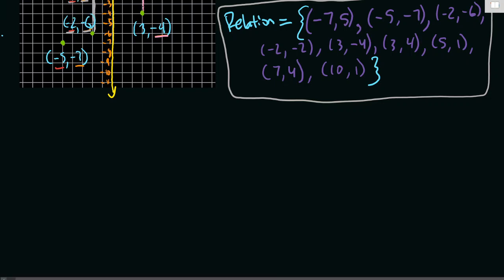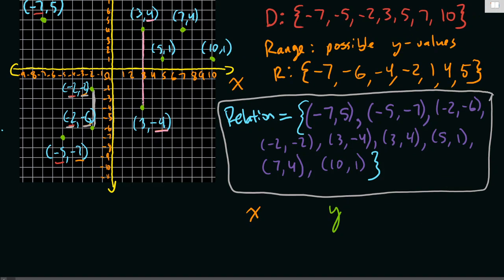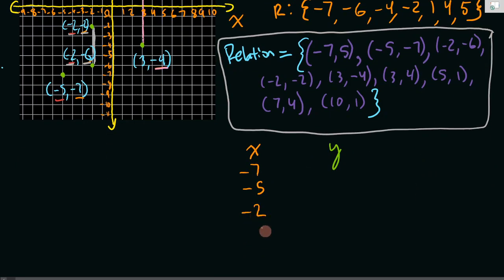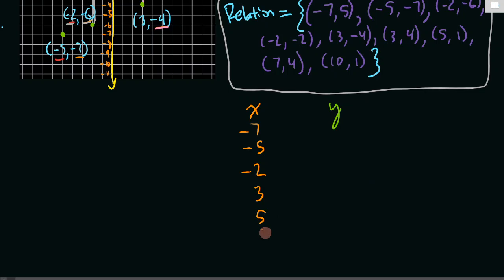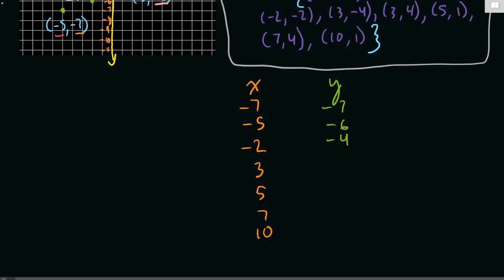So here's what we're going to do. We're going to draw our x's on one side, and we're going to draw our y's on the other. And we can get these from our domain. So our x is going to be -7, -5, -2, 3, 5, 7, and 10, right? And our range is -7, -6, -4, -2, 1, 4, 5.